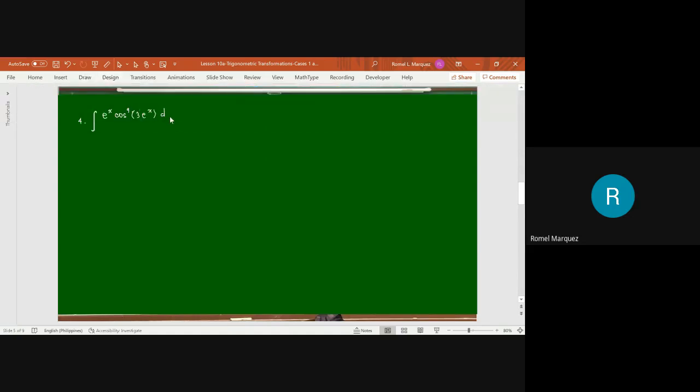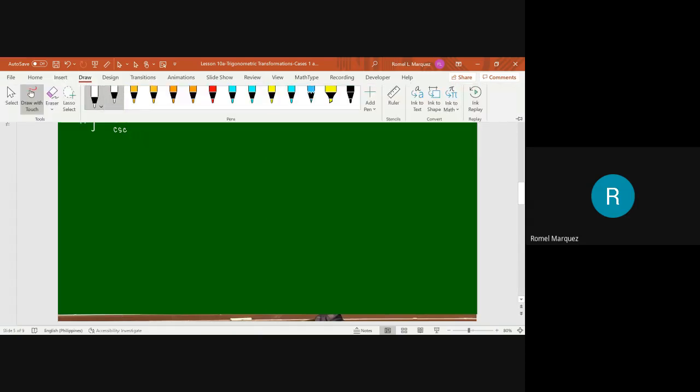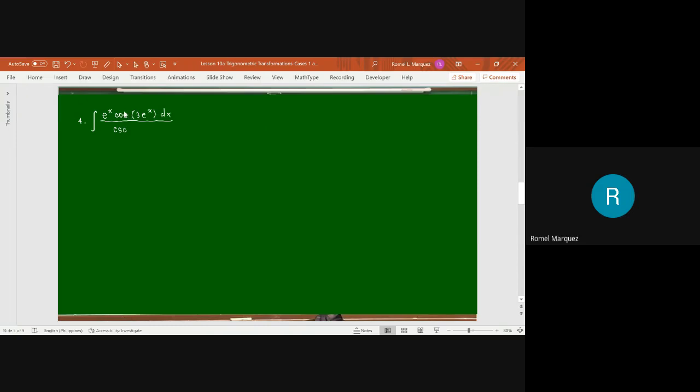So that is dx all over cosecant to the, let me have it, I want this to be, let me change the problem. Let us have this to the 15th, and then this one is to the 9th, of 3 e to the x. Okay, guys?